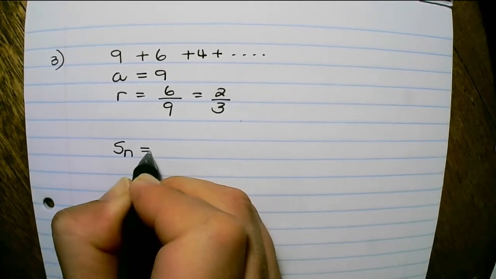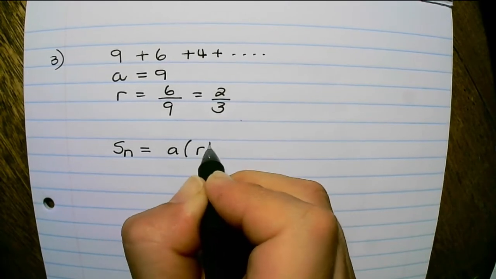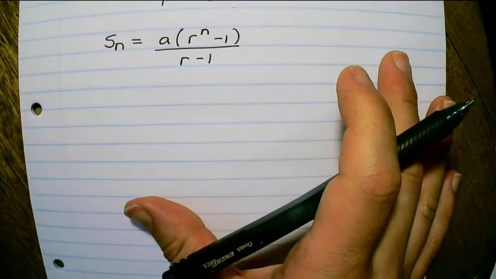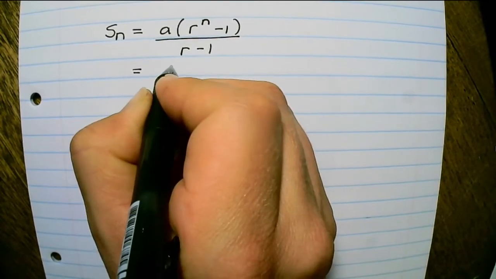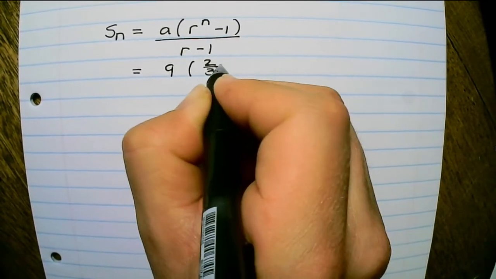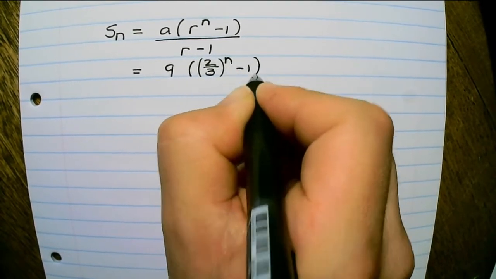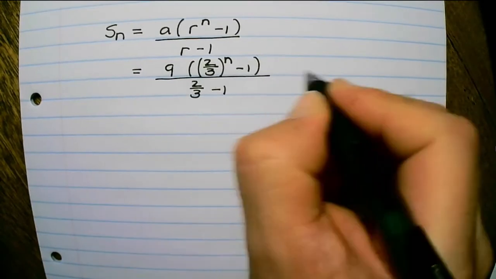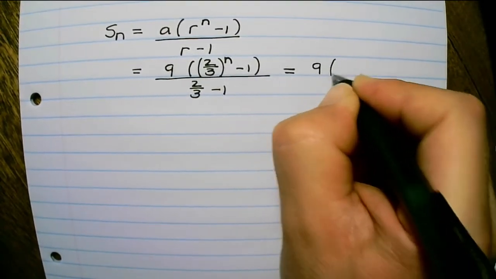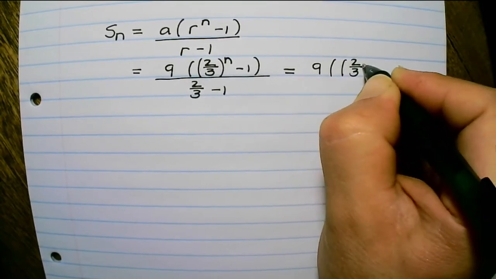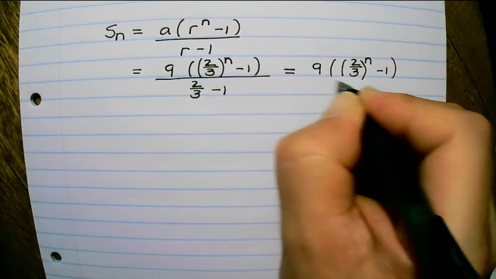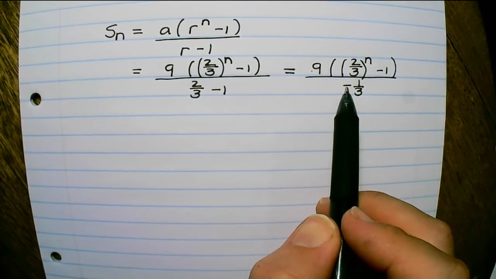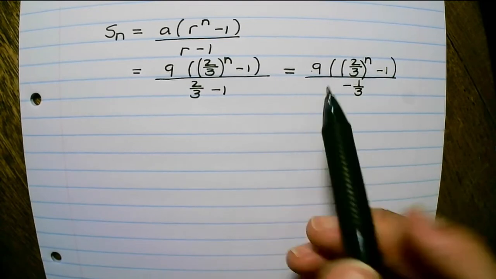Now the sum of a geometric series is a, and in brackets, r to the power of n minus 1, over r minus 1. Now we know a is equal to 9, r is 2/3, so we have (2/3)^n − 1 over 2/3 − 1. This can be rewritten as 9 times, in brackets, (2/3)^n − 1 over −1/3. Now 9 divided by −1/3 is equal to −27.